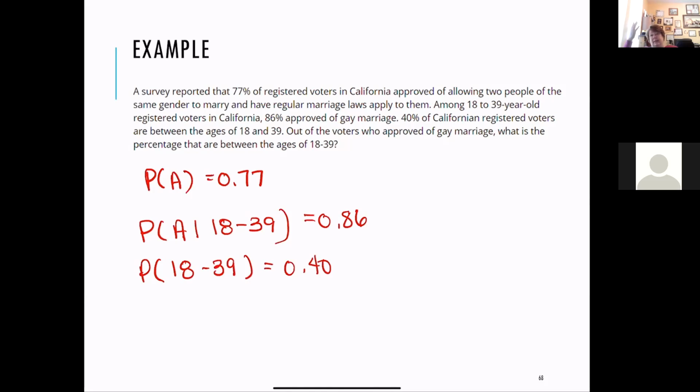Okay, now what's the last question? Out of the voters who approved of gay marriage. So now you've narrowed your pool to only the people who approved of it. And out of those, how many of them are between 18 and 39? So now you're looking at the probability that they're that age given they're in this pool of people who approved of it. So what you're looking for is the probability they're 18 to 39 given they approved of it.